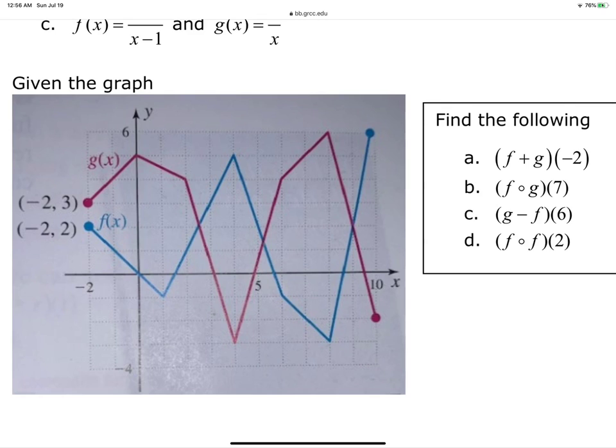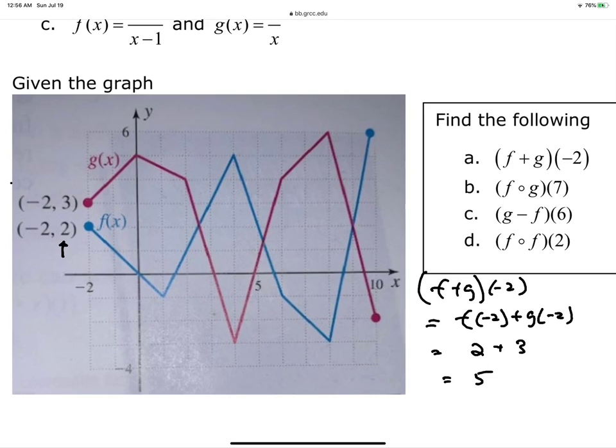f plus g of -2. Remember, by definition, f plus g of -2 means f of -2 plus g of -2. Looking at the graph, f is the blue line, and f of -2 is 2. Plus g of -2, g is the red line, and g of -2 is 3. So the answer is 5. Don't let the graph scare you. Use it to your advantage.